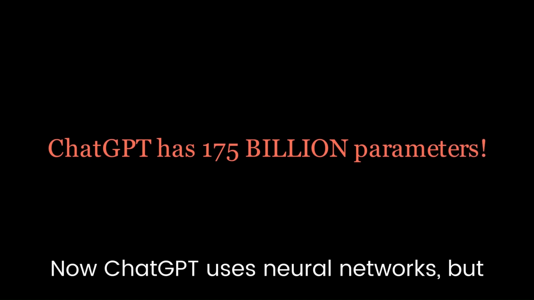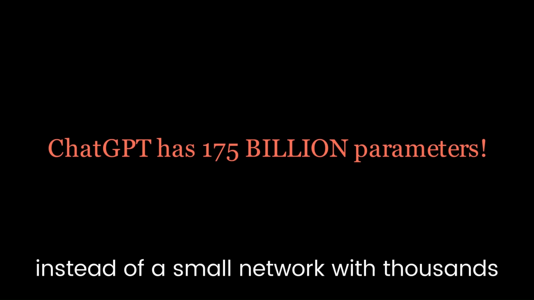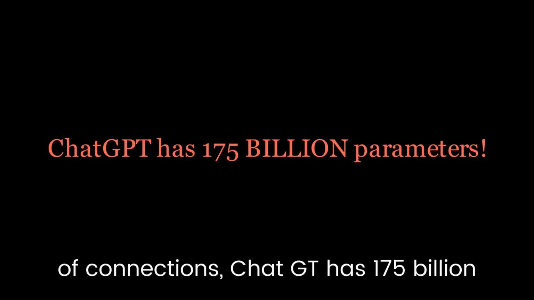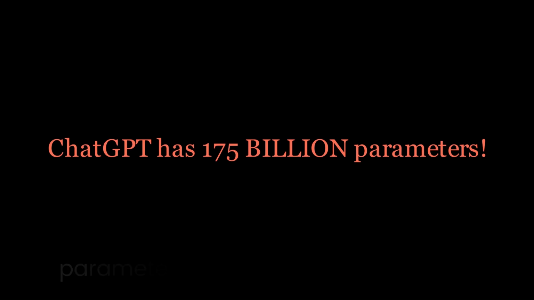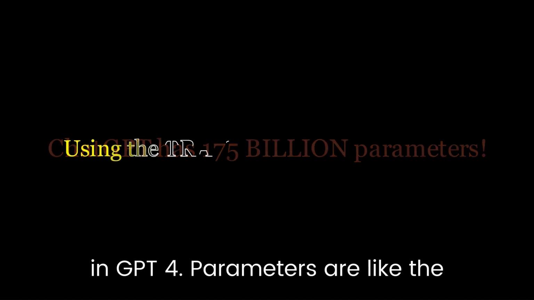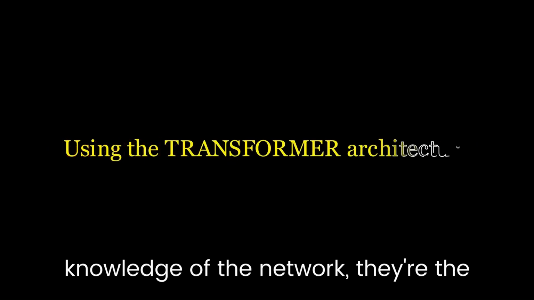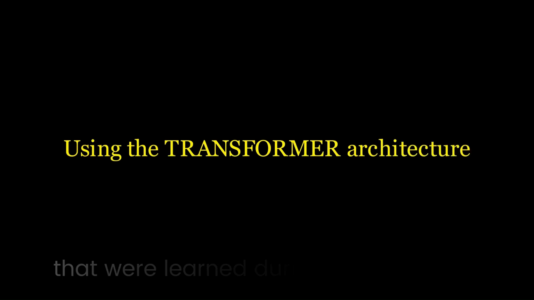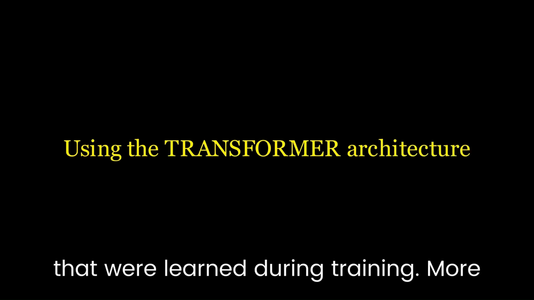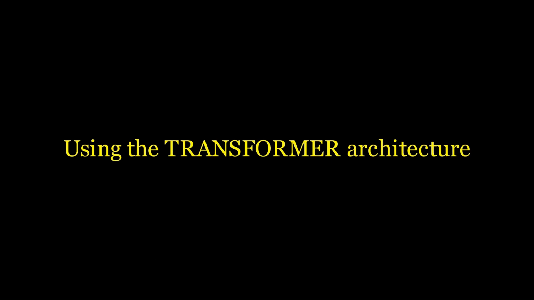Now, ChatGPT uses neural networks, but instead of images, it processes text. And instead of a small network with thousands of connections, ChatGPT has 175 billion parameters in GPT-3.5 and even more in GPT-4. Parameters are like the knowledge of the network. They're the mathematical weights and connections that were learned during training. More parameters mean more capacity to understand complex patterns in language.